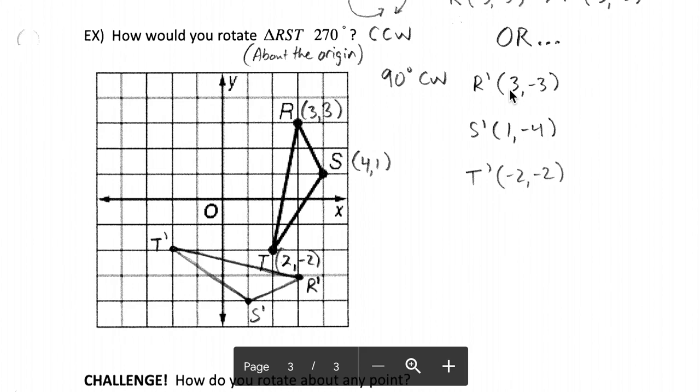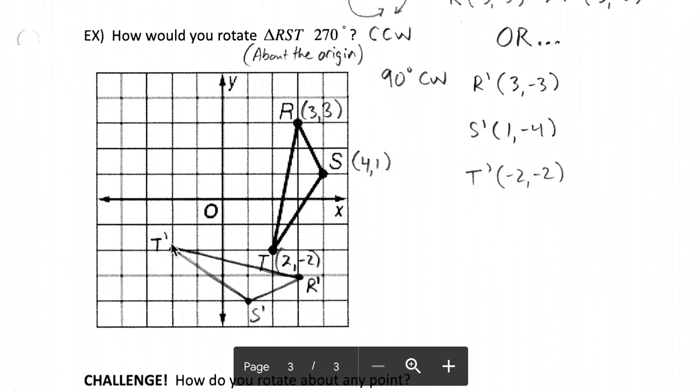So using our pattern, taking our coordinates, for example, R is at 3, 3. Let's flip our coordinates and make the right value, since we're spinning to the right clockwise, the opposite. So 3, -3 will be our new R spot. S is at 4, 1. If we flip them and make the right value the opposite, we got 1, -4. So there's our new S. And then finally for T, which is at 2, -2, we could flip our coordinates and make the right value the opposite and end up with -2, -2, which is our new T spot.